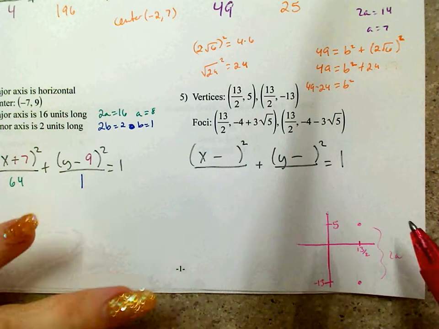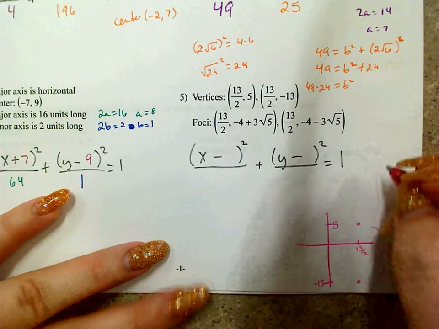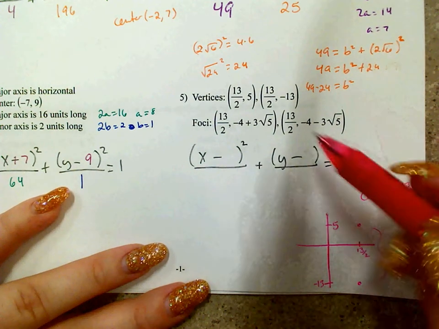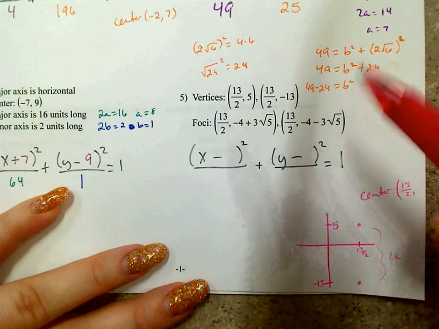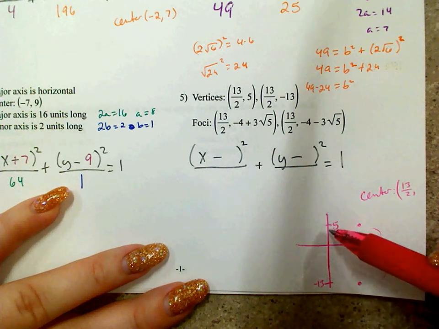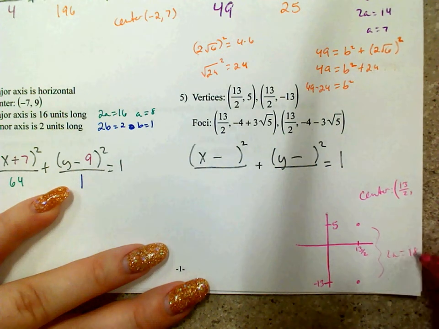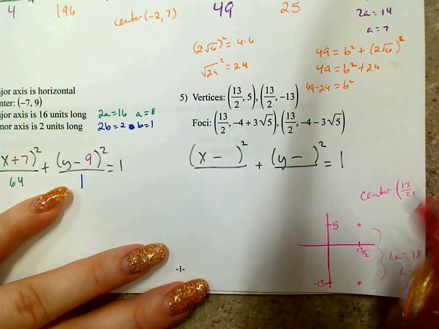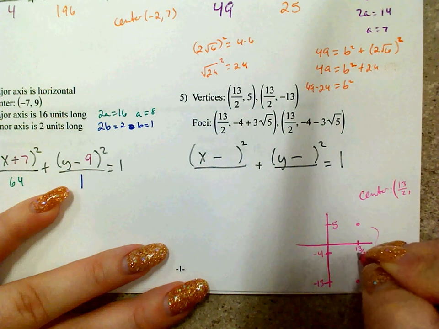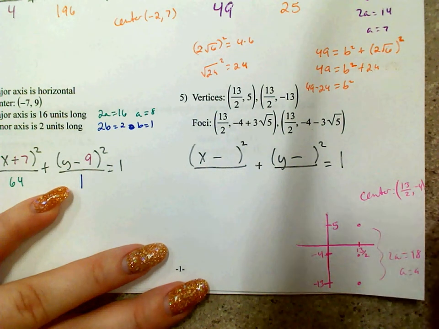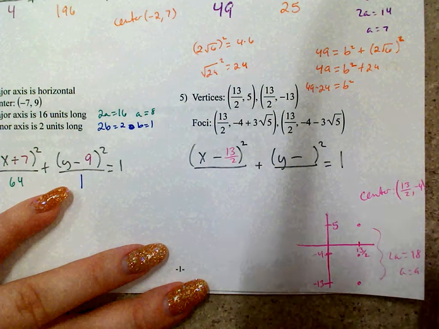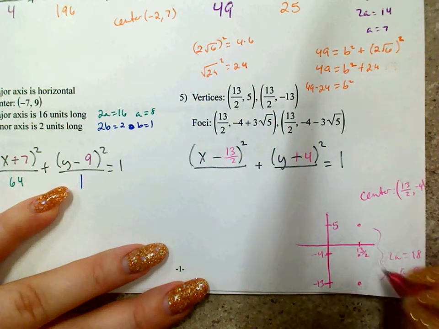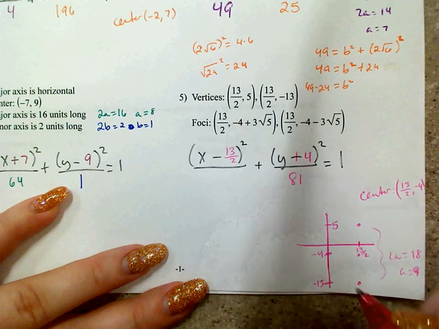Okay? It also tells me where my center is. So my center is at 13 halves, and I could work it out, but I can also see that it's probably negative 4 just by looking at that right there. The distance between negative 13 and 5 is 13 plus 5, which is 18. So if 2a equals 18, then a equals 9. If I go down 9 from 5, I get to negative 4. If I go up 9 from negative 13, I get to negative 4. So negative 4 is my center, the y value anyway. So I'm going to put x minus 13 halves and y plus 4. I know that a is 9, and this is a vertical ellipse, so I'm going to put 81 underneath the y.